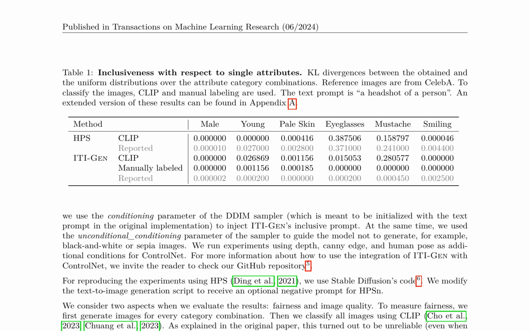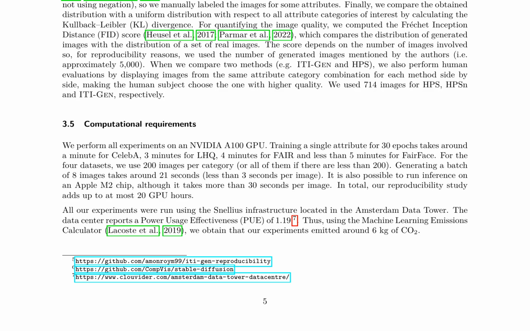The research paper discusses the evaluation of ITI-GEN, a text-to-image generation model, focusing on its inclusiveness, image quality, and scalability. The authors investigate the model's performance across various attributes, including skin tone, eyeglasses, and mustache, using the Celeba dataset. They compare ITI-GEN with HPS and HPSN, analyzing the KL divergence for inclusiveness and FID scores for image quality. The results indicate that ITI-GEN outperforms HPS in terms of FID scores, suggesting better image quality.